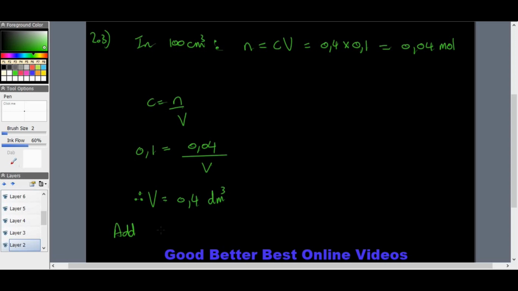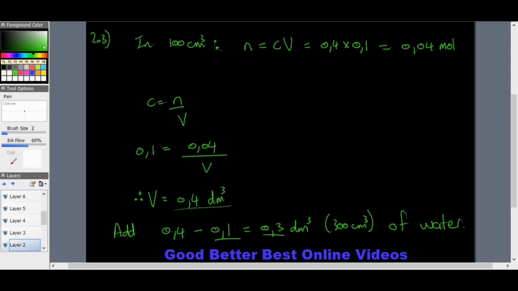So therefore you need to add a volume of water. You need to add about 0.4 minus 0.1, because that was the 100 cubic centimeters of solution, and we got a total volume of 0.4. That's going to give you about 0.3 decimeters cubed, i.e. 300 cubic centimeters of water. You need to add this to the 100 cubic centimeters, so 0.3 decimeters cubed to the 0.1 decimeters cubed to get a total volume of 0.4.